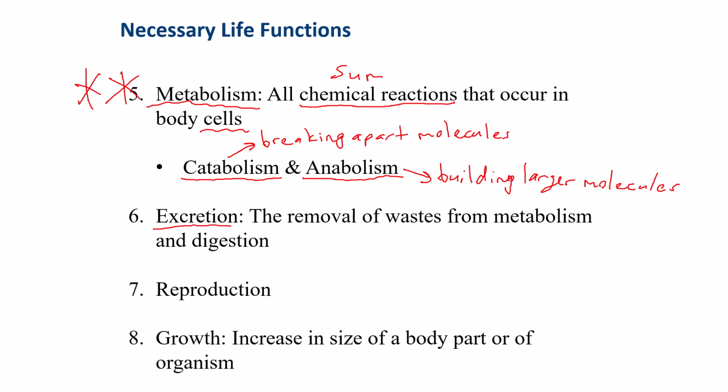Next one here, excretion. This one's easier. Removal of waste from our body through urination or defecation. Next one, reproduction. We don't need it to survive, but to pass on our genes, it's important for us. And growth. Growth is important so that we'll be able to fend for ourselves, find food for ourselves.